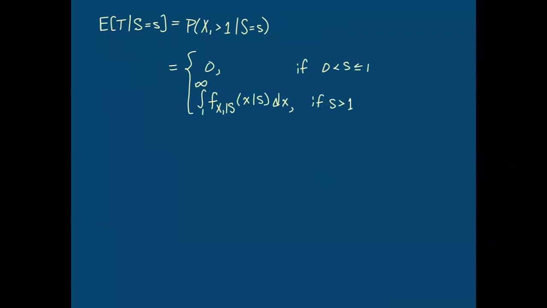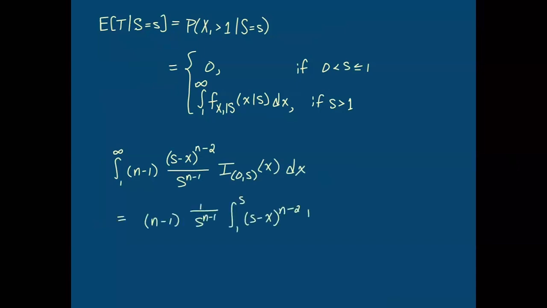Let's do it. Here's the integral from 1 to infinity of that conditional PDF. We can pull out n minus 1. We can pull out the s to the n minus 1 in the denominator. And the indicator is going to cut off our limits of integration. Our integral from 1 to infinity is going to be cut off to be an integral from 1 to s.